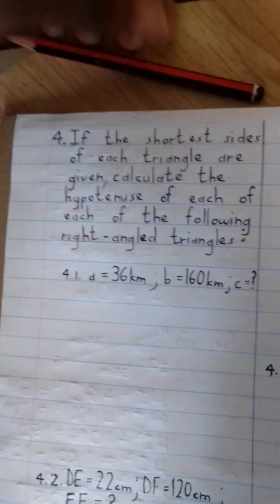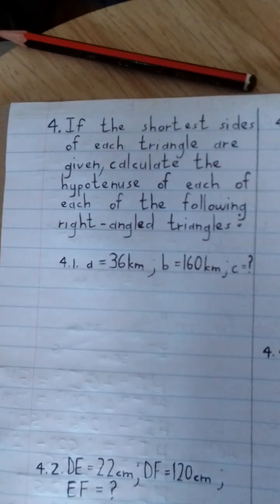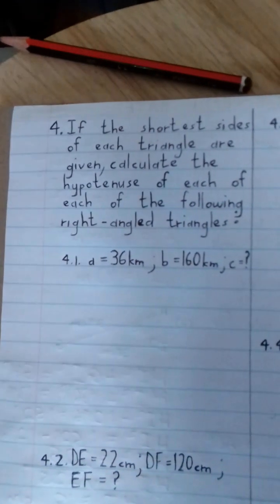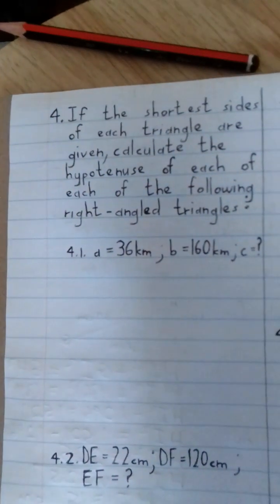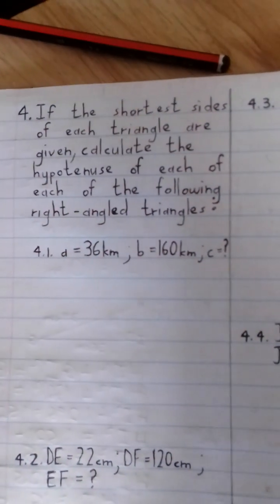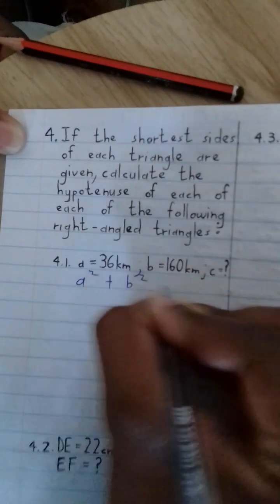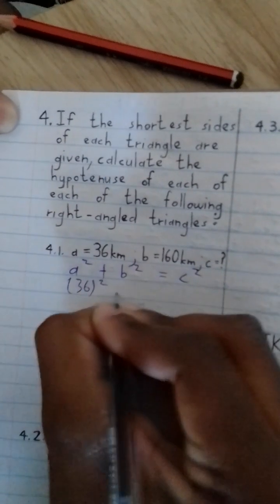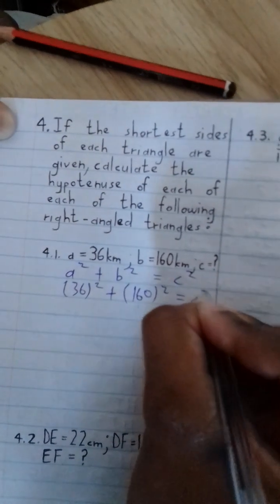Number 4 states, if the shortest sides of each triangle are given, calculate the hypotenuse of each of the following right-angled triangles. So we are given the shortest sides, right? 4.1, A is 36 kilometers, B is 160 kilometers, C is unknown. Okay, so as usual, we're going to write the formula down. A squared plus B squared is equal to C squared. What's A? 36 kilometers squared plus, what's B? 160 kilometers squared is equal to C squared.